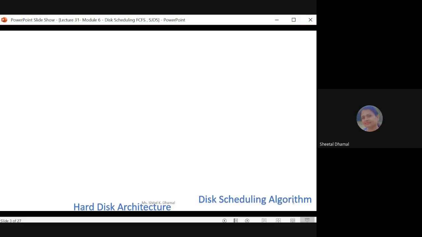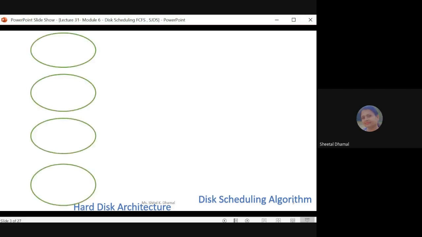Data is actually saved inside the hard disk. The hard disk is divided into a number of parts. We'll see how this sequence is arranged. The hard disk is the collection of platters. Here we can see that a number of circular disks are there.